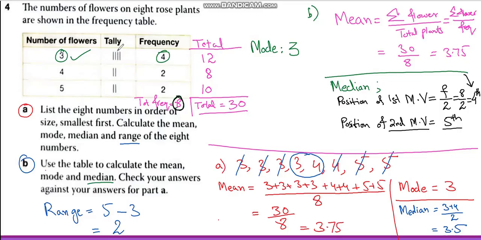So now we will use the tally marks to tell the number at 4th position and 5th position. To check the number at the fourth position, we will start counting from the beginning. So 1, 2, 3, 4. So at fourth position, 3 exists.